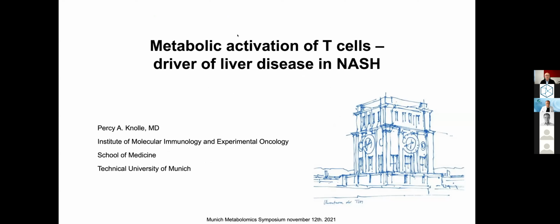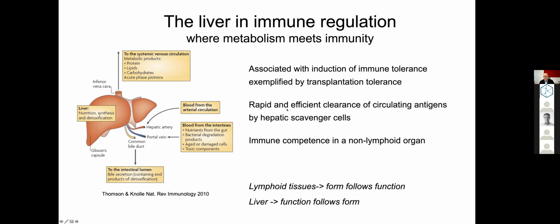Yes, perfect. Okay, let me start here by introducing a new concept of immune cell activation in the context of metabolic disease and how this is the driver of disease pathogenesis. So the liver is known to be an organ where metabolism and immunity and regulation of immune responses coexist. This has to do with the key function of the liver in a variety of different metabolic tasks to maintain metabolic homeostasis of the entire body.